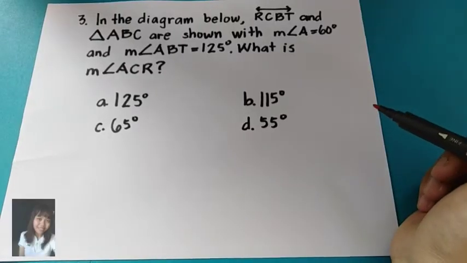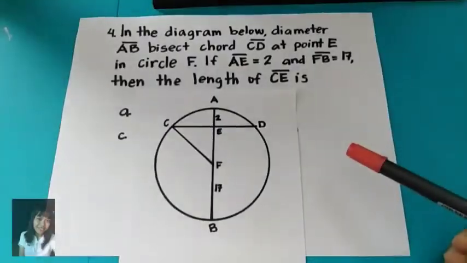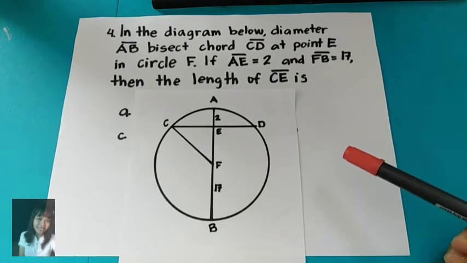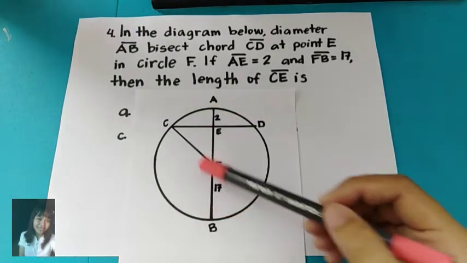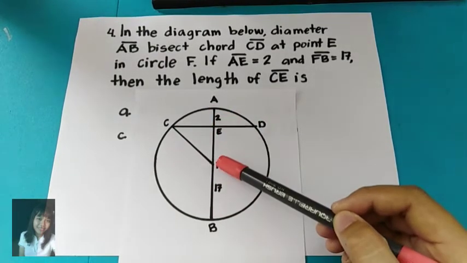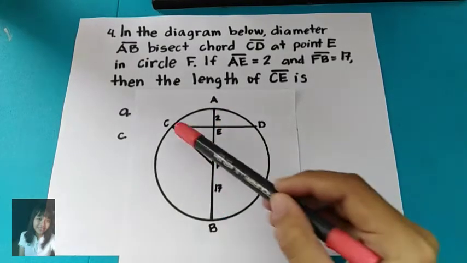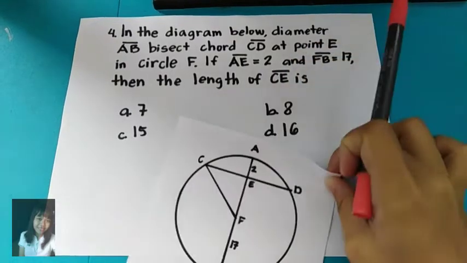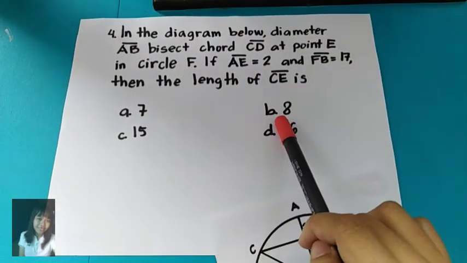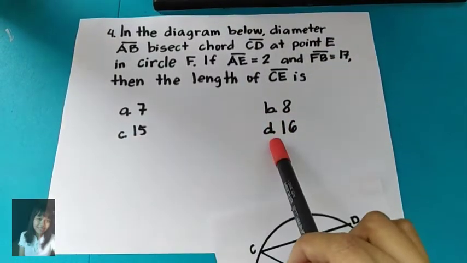Therefore, our answer for problem number 3 is letter B. Problem number 4. In the diagram below, diameter AB bisects chord CD at point E in circle F. If AE is equal to 2 and FB is equal to 17, then the length of CE is A 7, B 8, C 15, D 16.